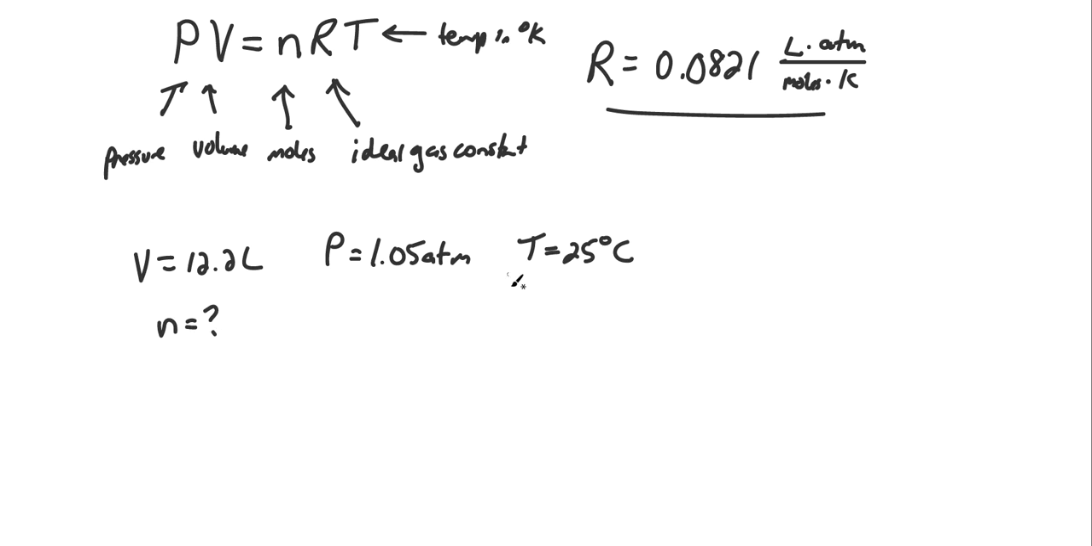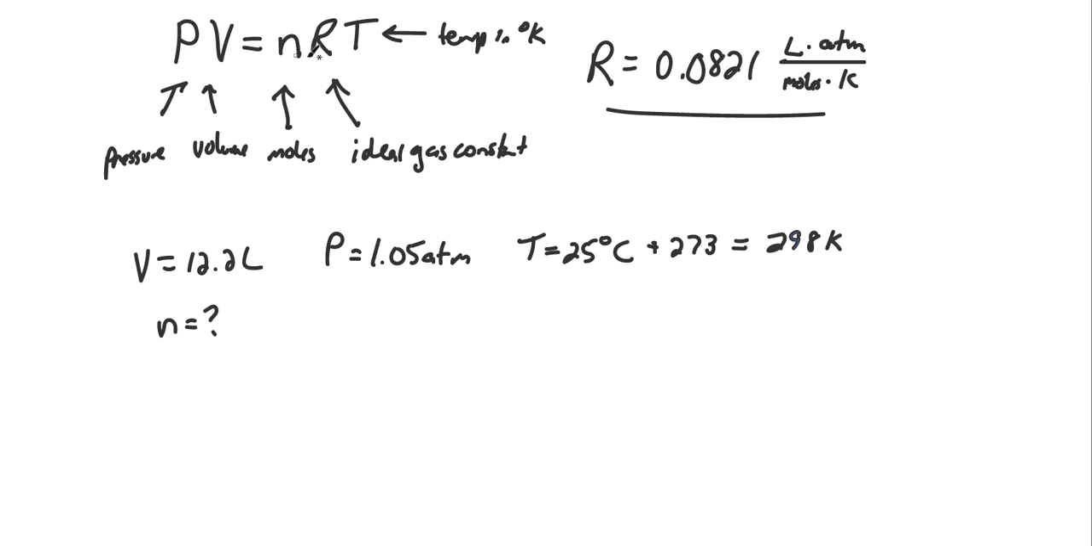So the first thing we have to do is, as always, look at your units. Liters are right, atmosphere right, Celsius is wrong. We need Kelvin. So how we convert Celsius to Kelvin is we just add 273. Those of you that are saying 273.15, that's true, but I'm not going to worry about the 0.15 at this point. So what does that make? 298 K, degrees Kelvin. Okay, so we got everything we need.